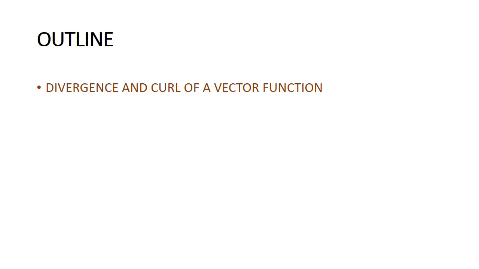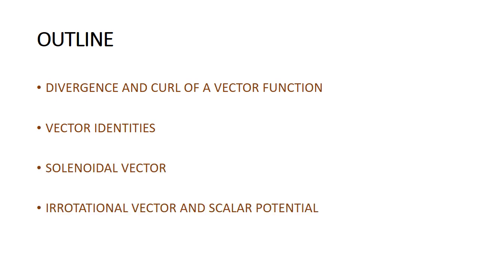Let us see the outline of this module. Today we are going to see what is meant by divergence and curl of a vector function, followed by the vector identities. Then we are going to see about solenoidal vector, and at the last we are going to see about irrotational vector and scalar potential.